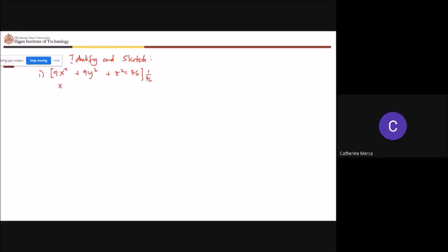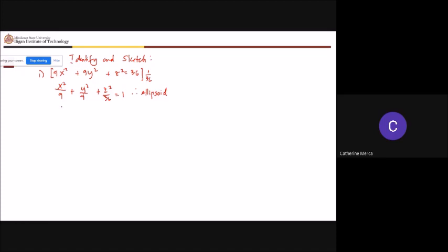You will have x squared over 9, y squared over 4, plus z squared over 36 equals 1. So, therefore, what do we have from the equations we have earlier? This is an ellipsoid.